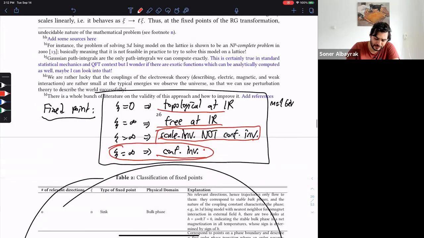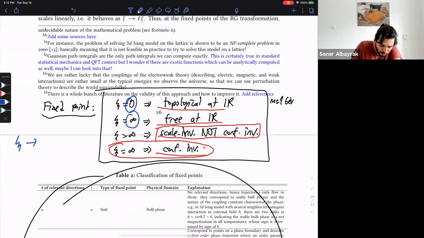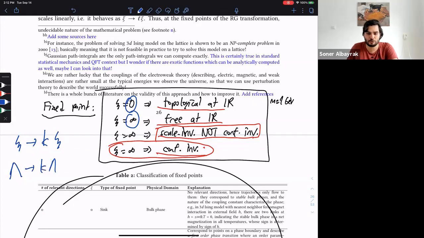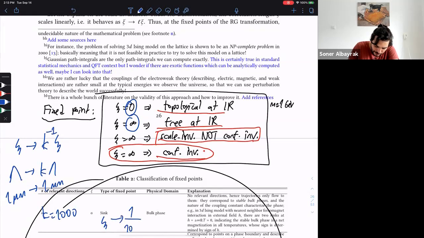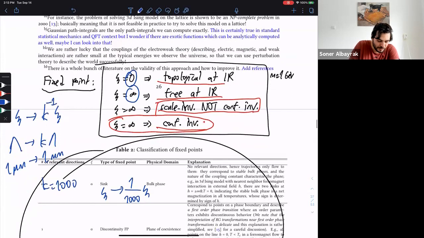The only reason this is either 0 or infinity is not really something sophisticated. It's very clear. Like psi goes to lambda times psi. Actually, let me just call it k times psi. If you take the coarse-graining from lambda to k times lambda, like earlier I was saying instead of 1 micrometer, I was doing 1 millimeter, right? So k is like 1000 in this case. So psi goes to, actually it's the k inverse, sorry. So psi goes to 1 over 1000 psi if I go from 1 micrometer to 1 millimeter, okay? So it goes like this.